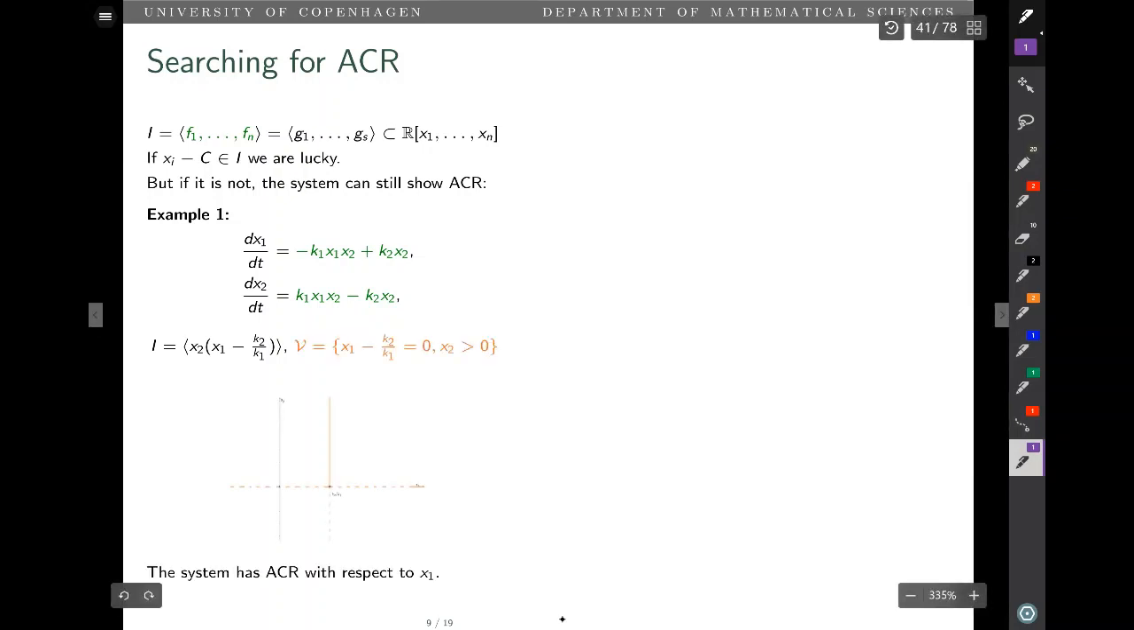So my ideal is just generated by this, and the positive solutions are those here. So there is not such a polynomial in my ideal, but there is a product of this factor by some other factor which does not bring any positive solutions. This is one thing that can happen, right? So not all solutions satisfy this, but all positive solutions do. And in this case, my system has ACR for x1.